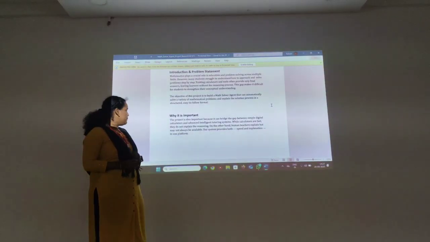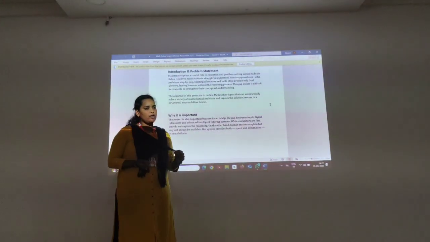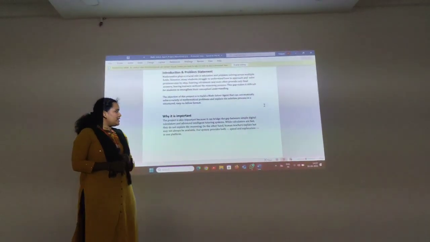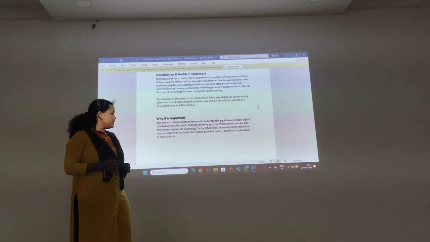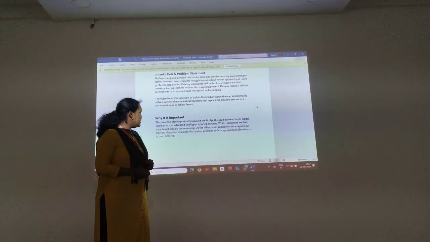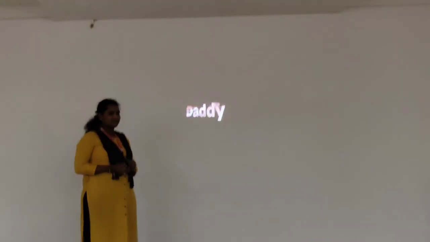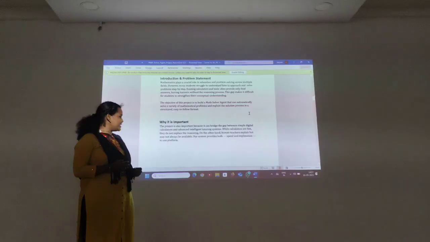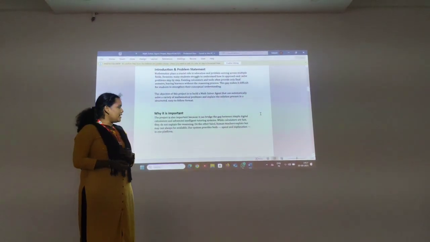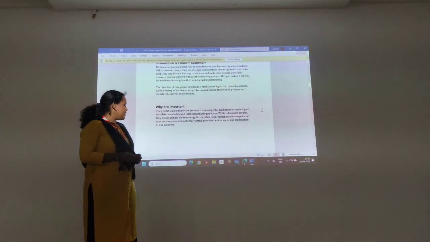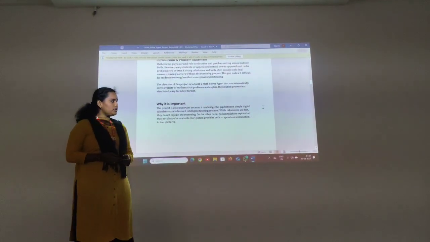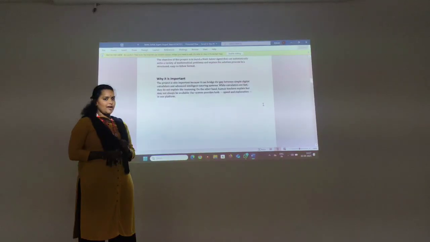Why is it important? The project is important because it can bridge the gap between simple digital calculators and advanced, intelligent computing systems. Calculators are fast, but they do not explain the reasoning. On the other hand, humans can explain, but may not always be available. Our system provides both speed and explanation in one platform.